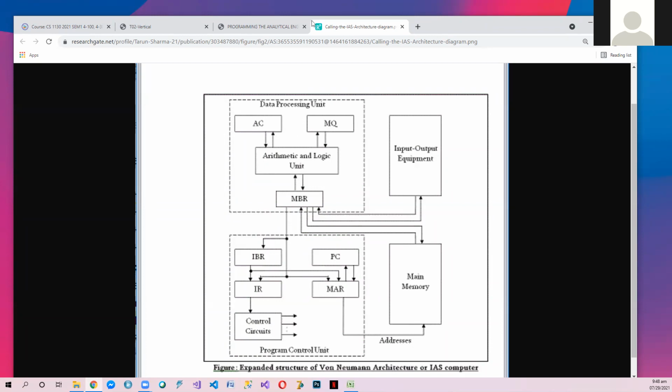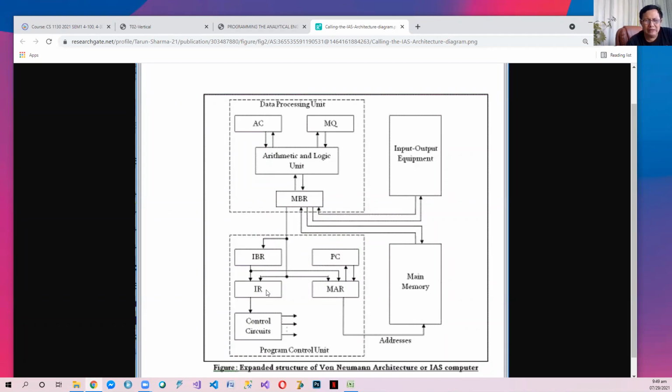The AC is like ingress and egress at the same time. It stores the result of any operation. We have the program counter. The program counter generates the address of the next instruction. We will discuss this in one of our future meetings. And then we have IR, instruction register.